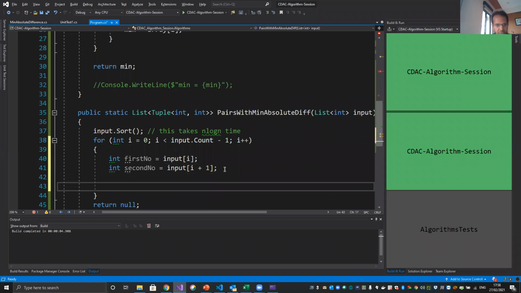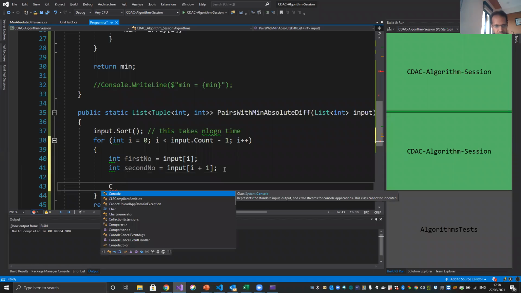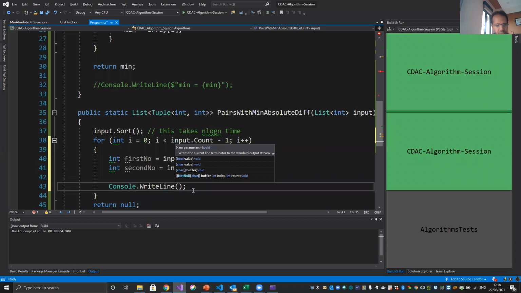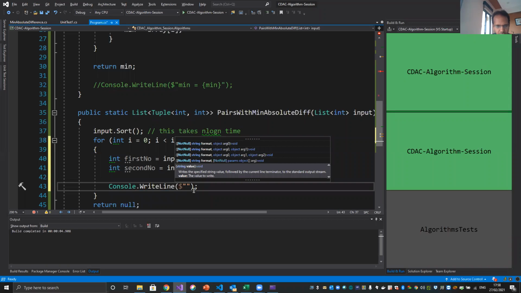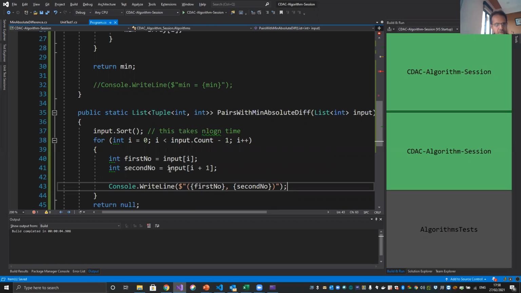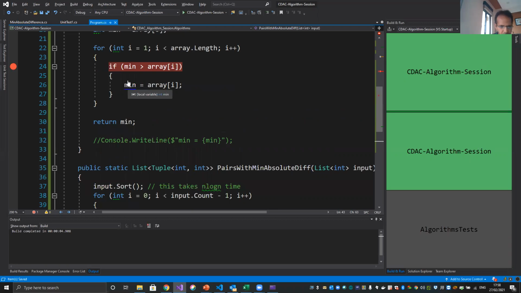And if we quickly print this just for our sake, Console.WriteLine, we generate this pair. And we generate this. So we say first number, second number. Let's run this and see what we get there.